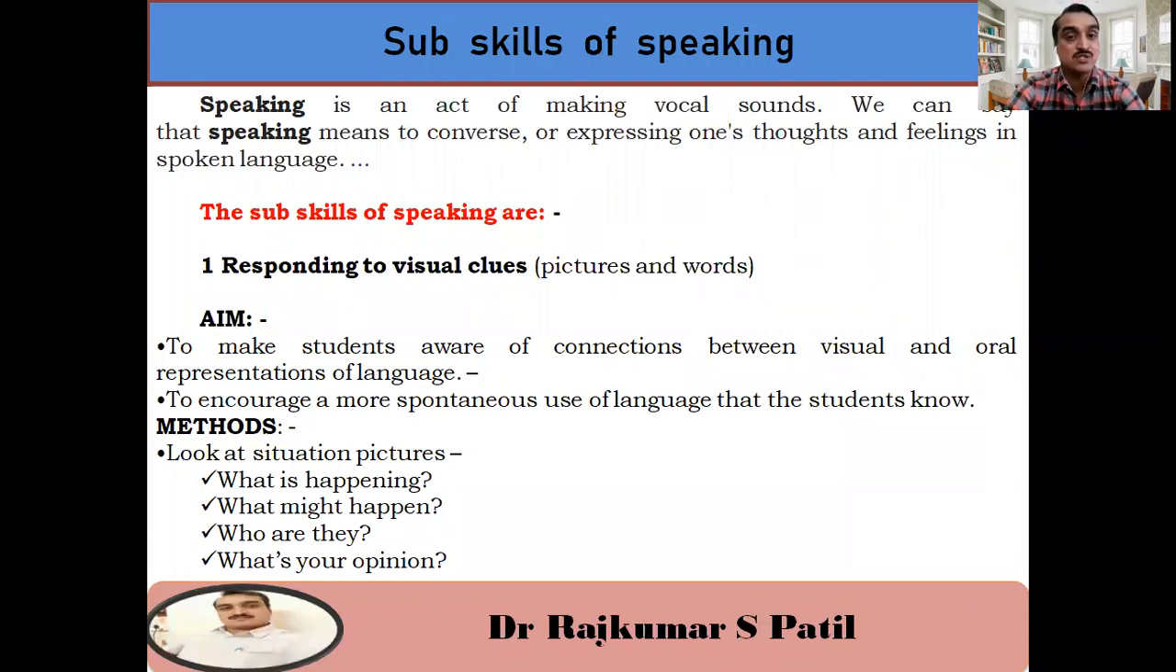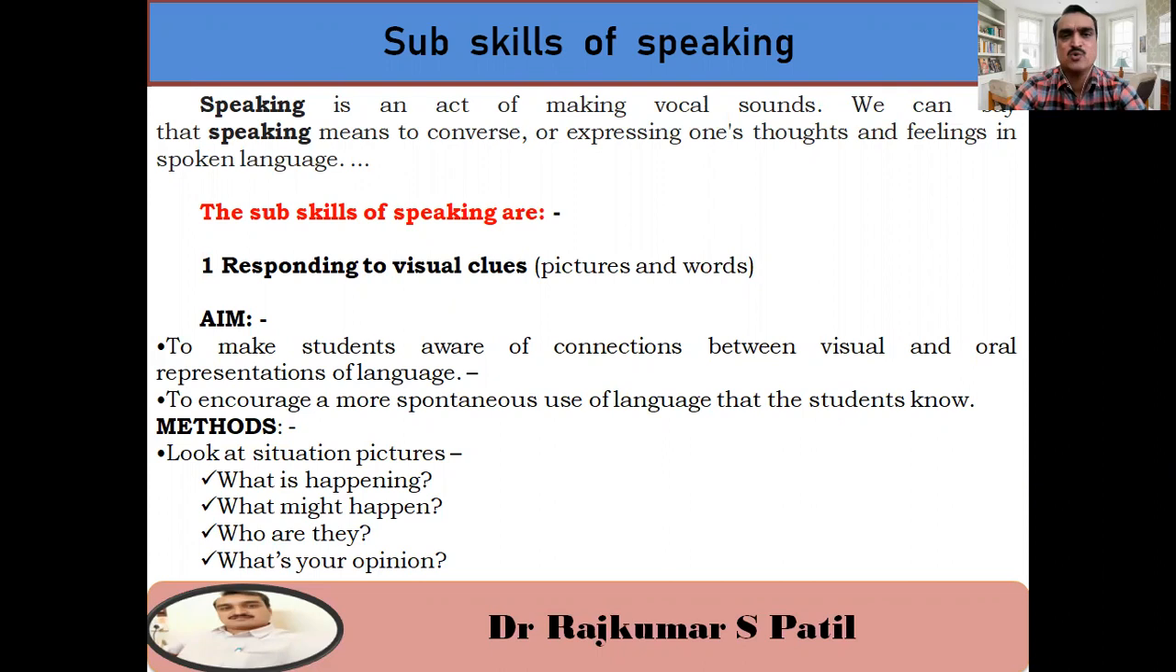So what are those sub skills which will directly or indirectly help the speaker to enhance, inculcate, and improve the ability of speaking, without which it is difficult for anybody to have mastery, command, or fluency over the speaking ability of the language that we are actually targeting?